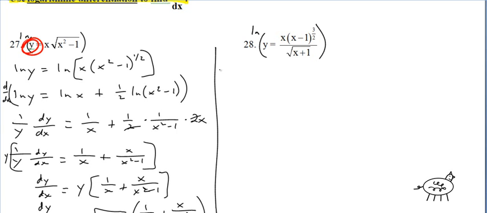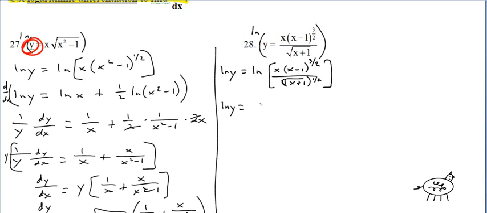Okay, so let's take the natural log of both sides. So we have ln of y is equal to, I'll show my work here. So it's ln of x times x minus 1 to the 3 halves over the square root, we'll put this as parentheses, x plus 1 to the 1/2 power. Okay, so let's break it up now.